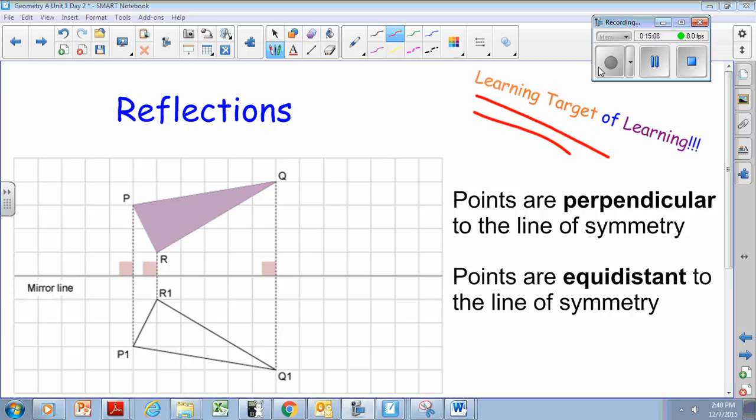Here it comes. We're going to use academic language to describe how we know that the picture has been reflected over the line of symmetry. So they have mirror line.